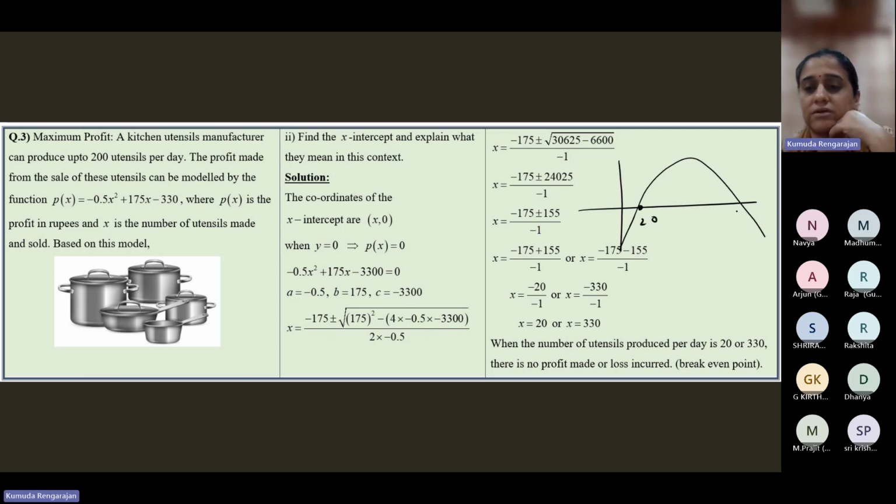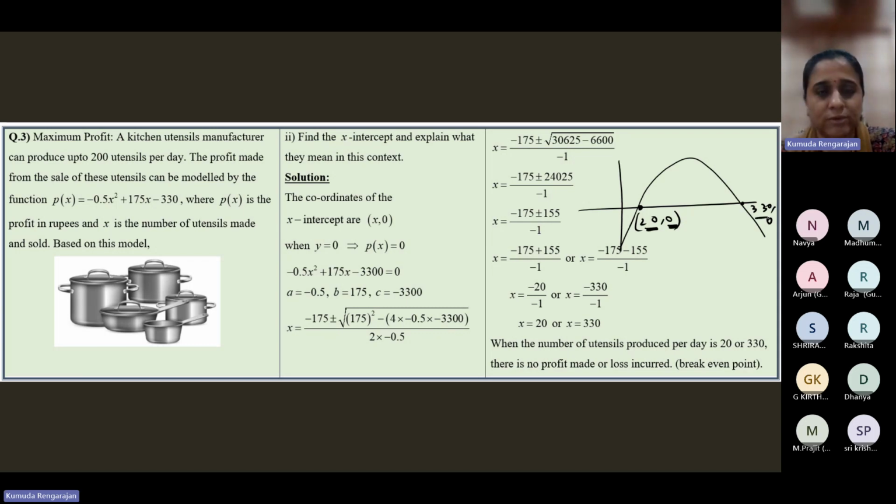This is the x-intercept. This is also the x-intercept. The point where the parabola cuts the x-axis. The coordinates are (20, 0) and (330, 0). So the x coordinate is how many utensils are produced. 20 utensils are produced. The y coordinate tells us the profit or the loss incurred. No profit, no loss, 0.